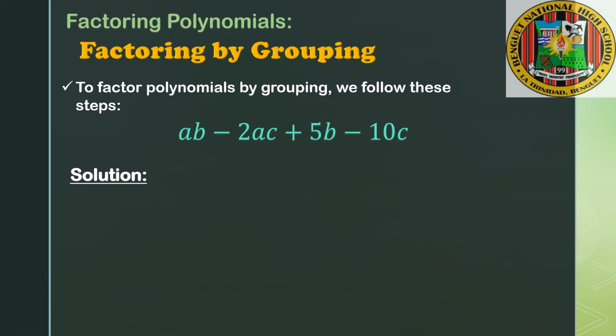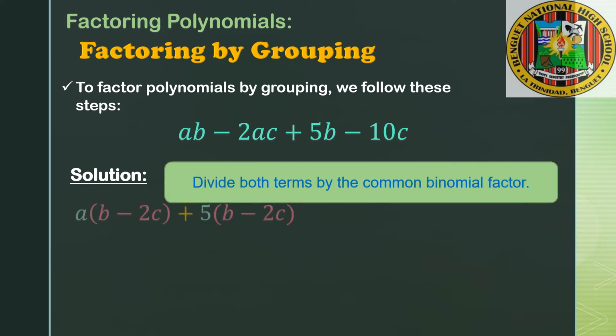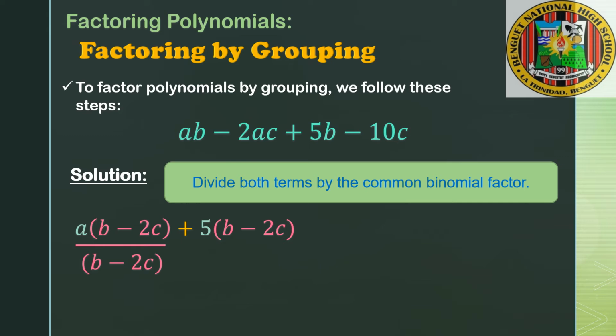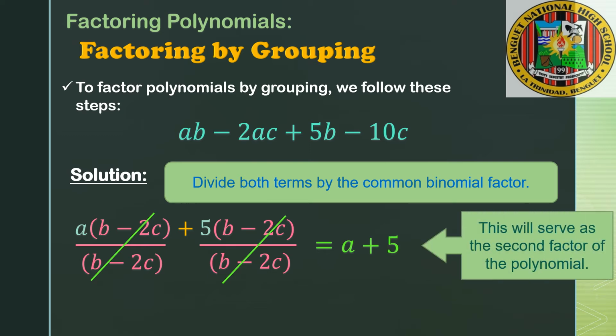To look for the second binomial factor, we copy again the expression we got from our second step and divide each of the terms by the common binomial factor that we got in our previous step. This means we divide a times the quantity b minus 2c by b minus 2c, cancel the common binomial factor, and get a as our answer. In our second group, we divide 5 times the quantity b minus 2c by b minus 2c, cancel b minus 2c, and get 5 as our answer. Doing this will give us the binomial a plus 5 as the second binomial factor we are looking for.